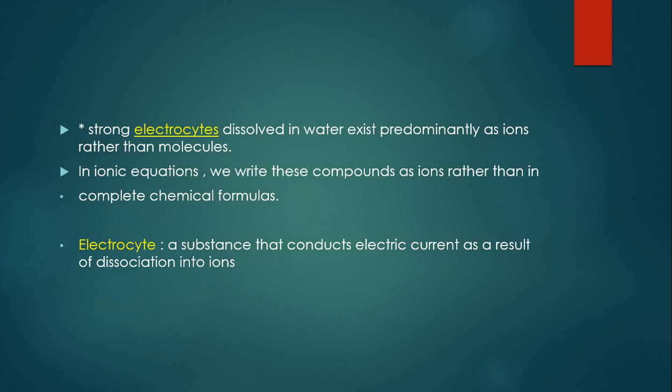Okay, as you see in my definition, you come across the term electrolyte, so I've put a definition for that. An electrolyte means a substance that conducts electric current as a result of dissociation into ions. An interesting example of an electrolyte is in our cell membranes, which is really interesting.